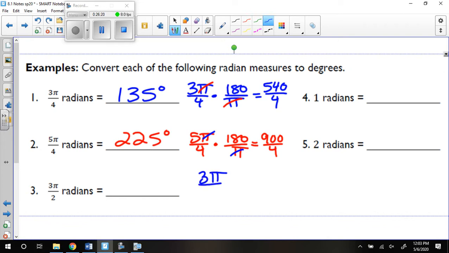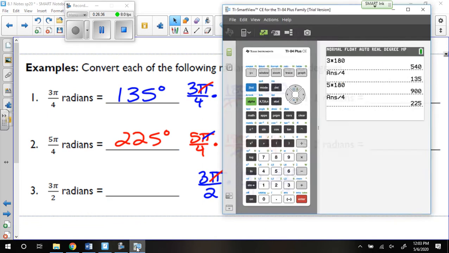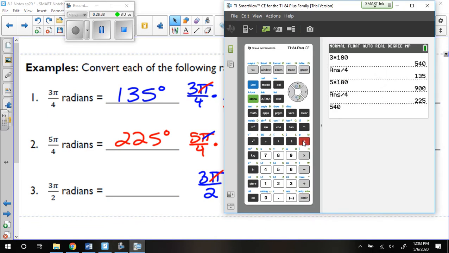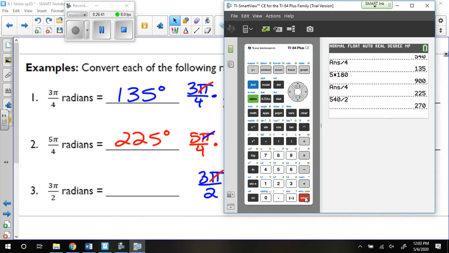3 pi over 2 multiplied with 180 over pi. So the pi's cancel. And we've got 3 times 180, which we know is 540. But this time we're dividing it by 2. So 540 divided by 2, 270.